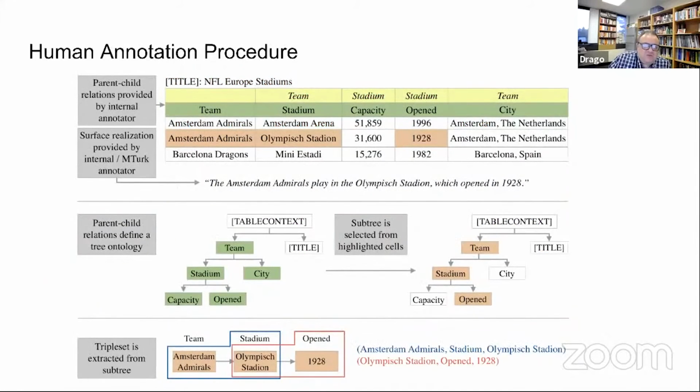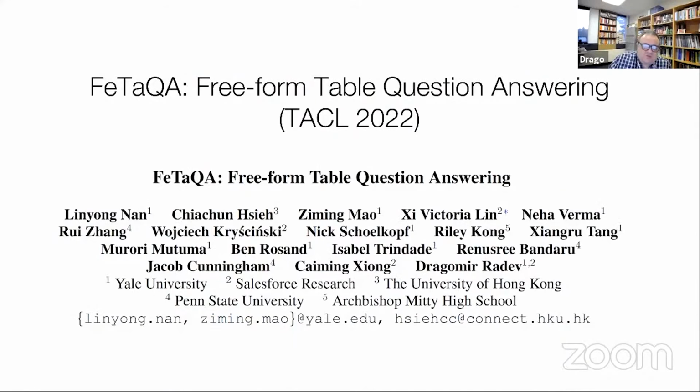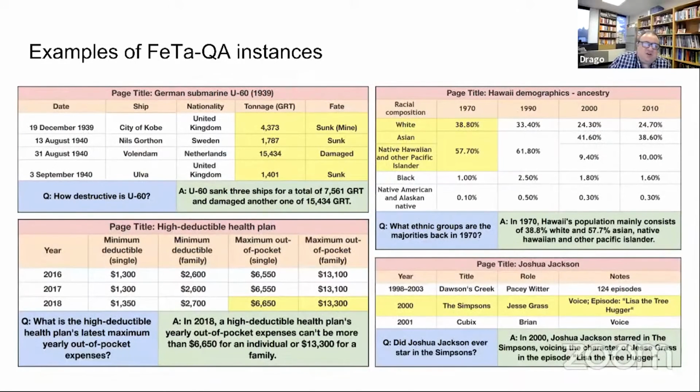Okay, so I'm going to skip a few slides here, very quickly mention one other project. This was a paper recently accepted by TACL. It may appear by the end of this year, more likely to appear in 2022. This is called the FeTaQA dataset, and it's about free-form table question answering.